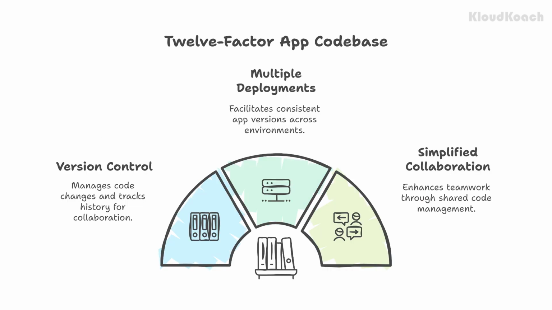First up is codebase. One codebase, many deploys. Imagine having one single source of truth for your app. Tools like Git let your team track changes, ensure consistency, and manage multiple deployments seamlessly. Collaboration becomes a breeze and rollbacks, a non-issue.